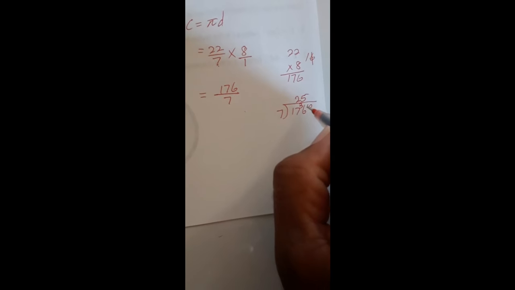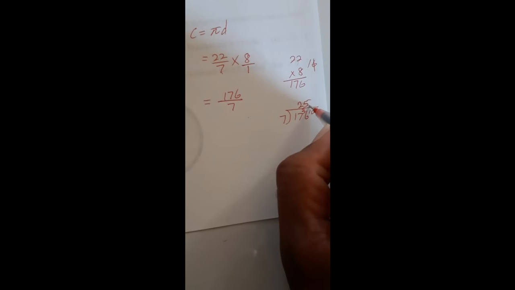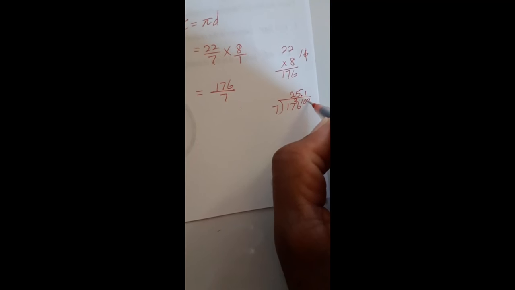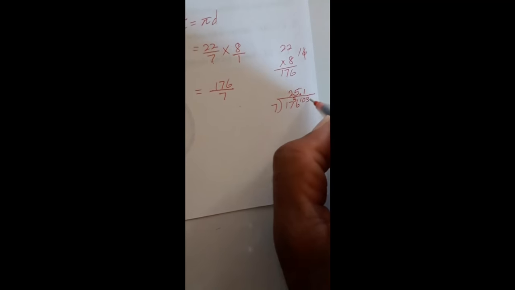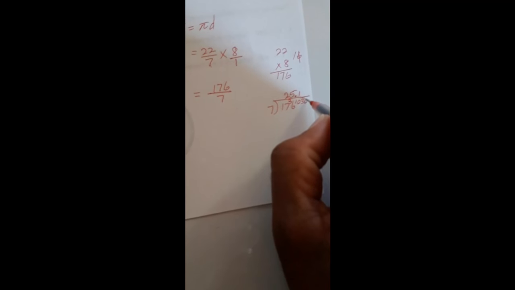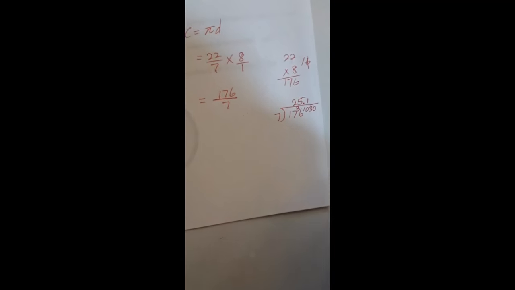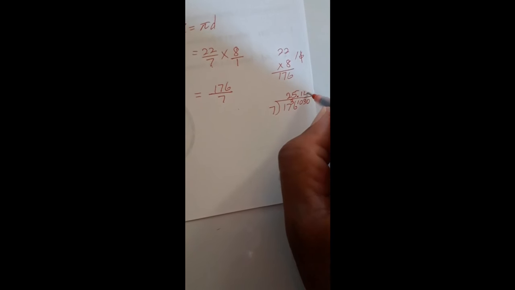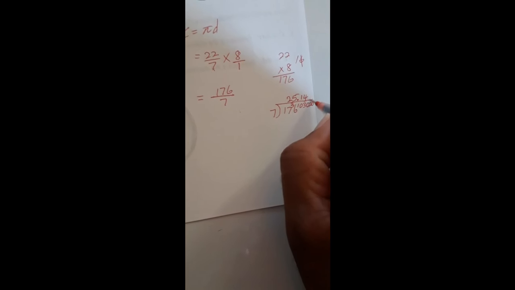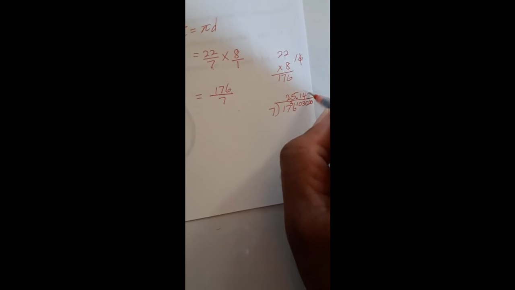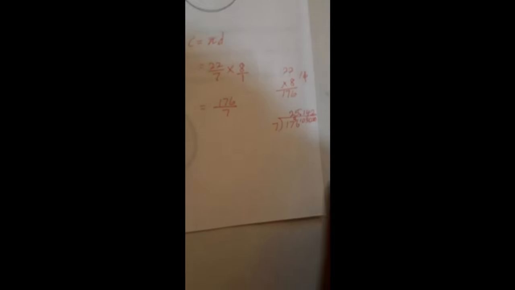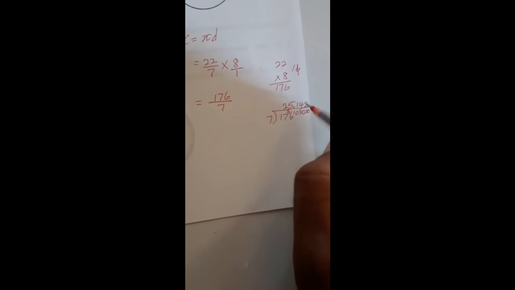7 cannot go into 1. So since we add a 0 there, we'll need to add a decimal point. How many times can 7 go into 10? 1 time. Remainder 3. Okay, 7 cannot go into 3, so we add a 0. 7 into 30. 7 4s are 28. So you put 4 there. Remainder 2. Add another 0. 7 into 20. 7 2s. Okay, we'll stop there. Alright, I'll just write my answer to 2 decimal places. So it will be 25.14. I don't need to write it to 3.